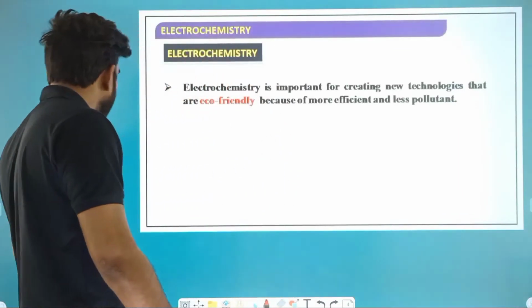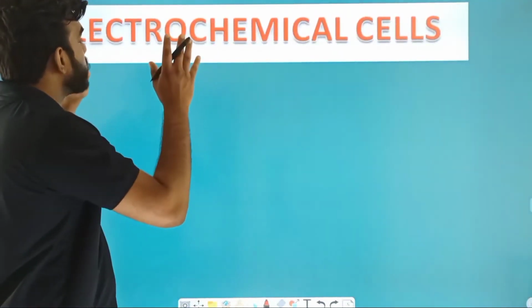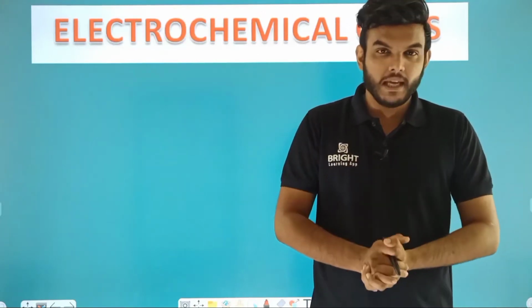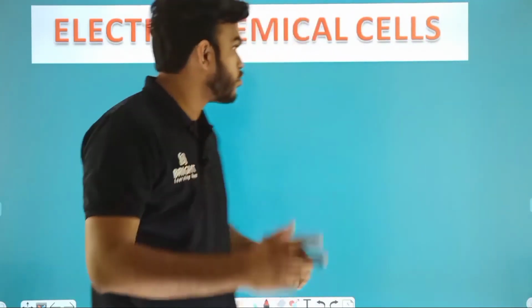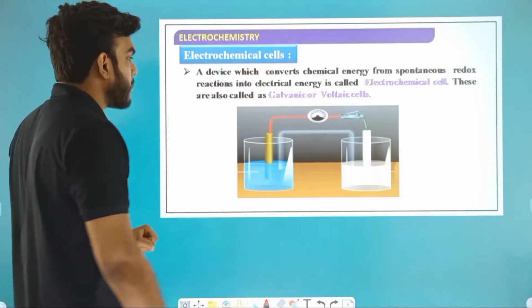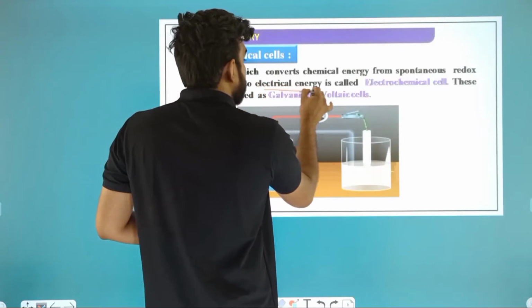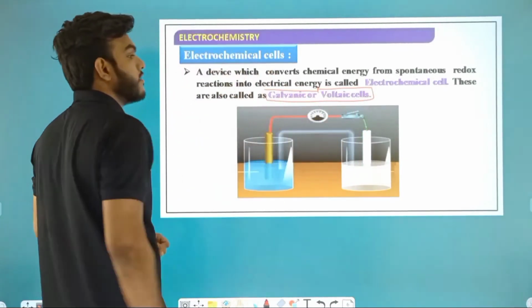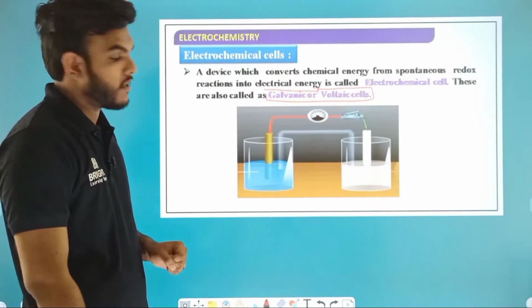So when we are going further, see, we are going to study electrochemical cells. That's the first thing we are going to study here. What is meant by electrochemical cell? The first cell I am going to introduce here is the galvanic cell. The galvanic cell is known as the voltaic cell. This is the first cell that I am going to discuss here.